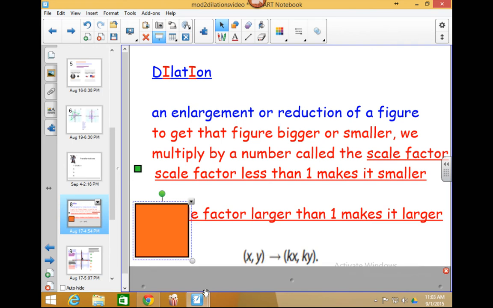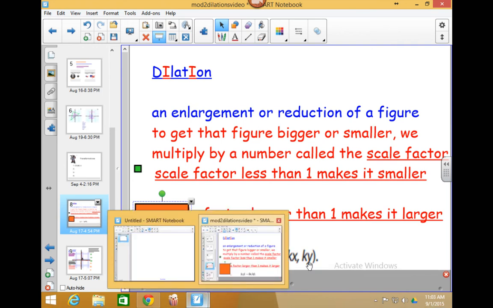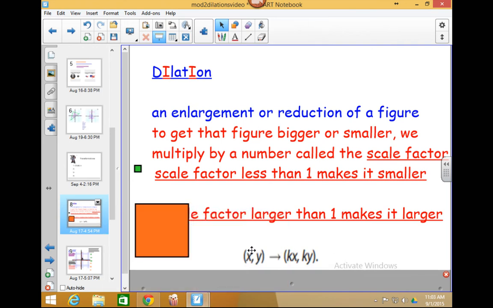Okay? And there's a way to represent this algebraically, which we will look at, and it's just taking the coordinate and multiplying it by the scale factor, which is represented by k in this figure. And you know when two numbers are next to each other with no sign in between, it means to multiply. So a dilation, again, is a multiplication.